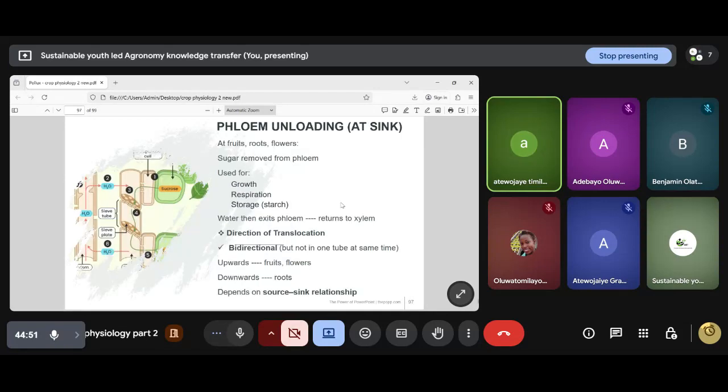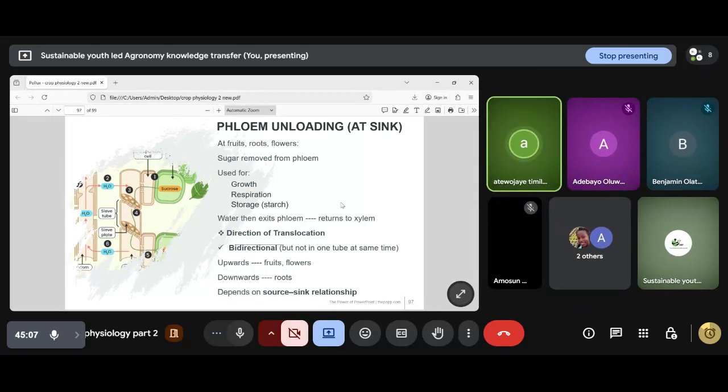So when a plant takes up nutrients, where does it go? Into the phloem. So from the phloem, the xylem transports water, so they work together. From the xylem, water will come and move with the nutrient. So at the fruit, root, flower, sugar is removed from the phloem and used for growth. They are used for what? Growth, respiration, storage. Water then exits the phloem and returns to the xylem. So that's how it works.